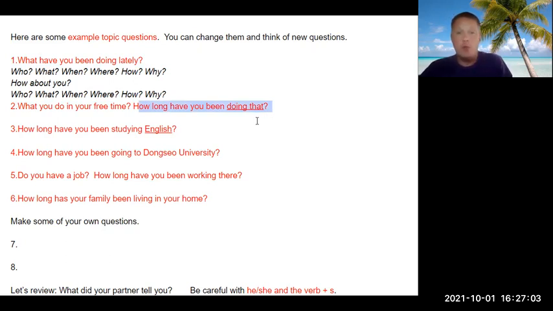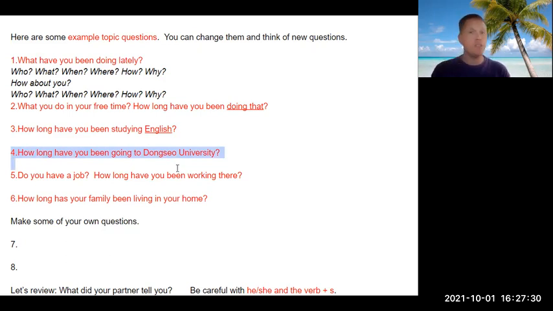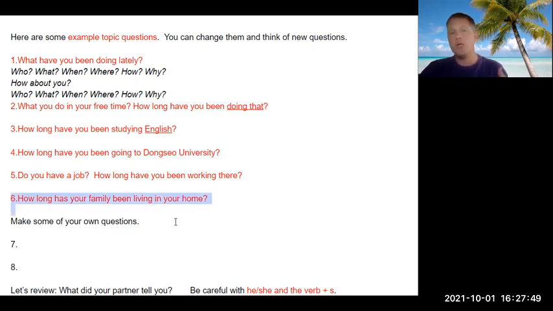Listen and repeat. How long have you been doing that? Playing basketball, playing tennis, reading books, reading that book. Number 3, how long have you been studying English, Korean, Spanish, design, etc.? Number 4, how long have you been going to Dongston University? Number 5, do you have a job? If they say yes, how long have you been working there? Number 6, how long has your family been living in your home? So there's another V sound, another V word, living.